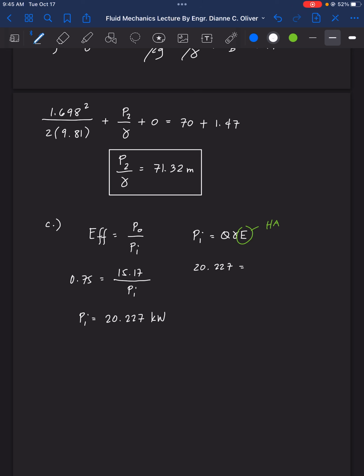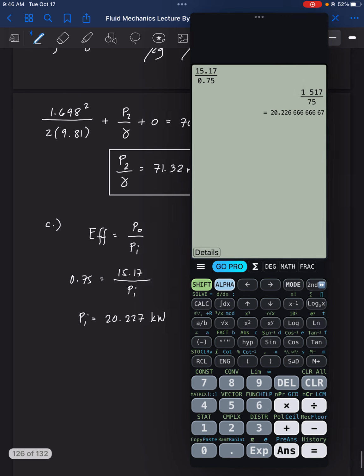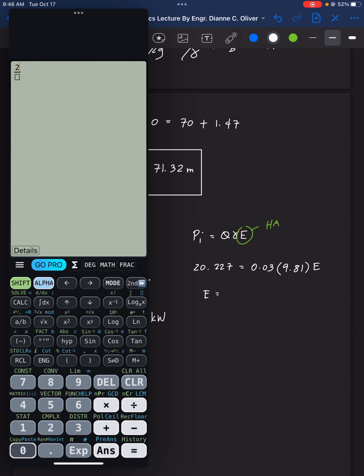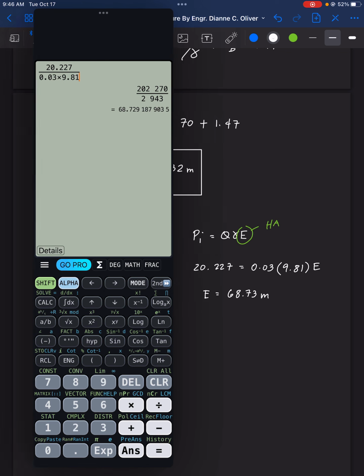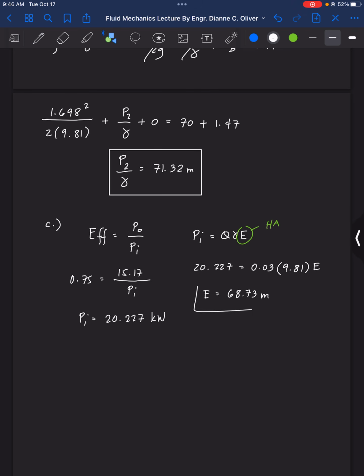20.227 kilowatts, that is 0.03 for the Q. And since we're using kilowatt here, we are going to use kilonewton per cubic meter. So E is now equal to 20.227 divided by 0.03 times 9.81. So 68.73 meters. So that's the answer for letter C.